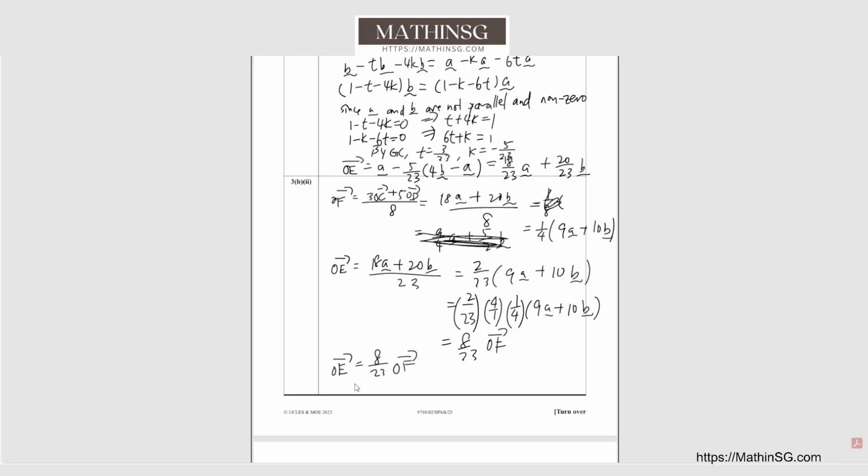So therefore, since OE and OF are parallel with common point O, therefore OE and OF are collinear. We are also asked for the ratio of OE to OF, right? So based on this, we know that OE is to OF as 8 is to 23.